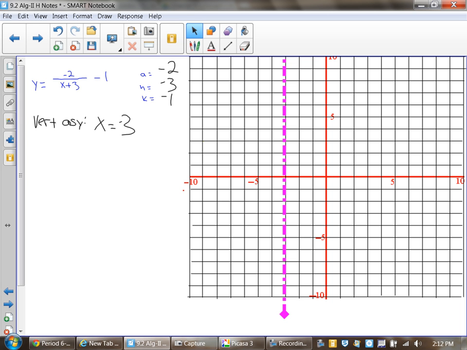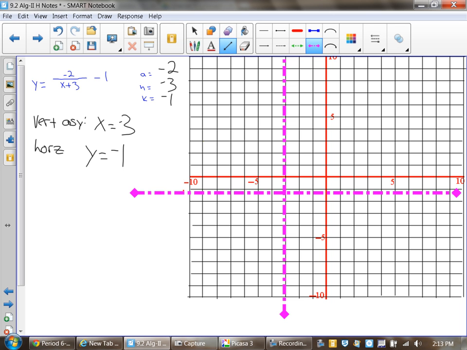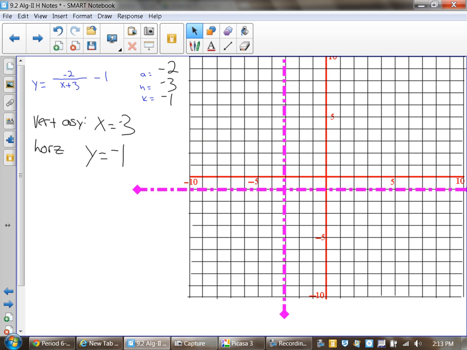Then I figure out my horizontal asymptote is going to be at y equals -1 because that was my k value. And I plot that. Everybody with me so far? Okay. Now, in order to figure out how these curves are going to look, these lazy parabolas, as he put it, I'm going to take 2 ordered pairs to the left of the asymptote and 2 ordered pairs to the right of the asymptote.